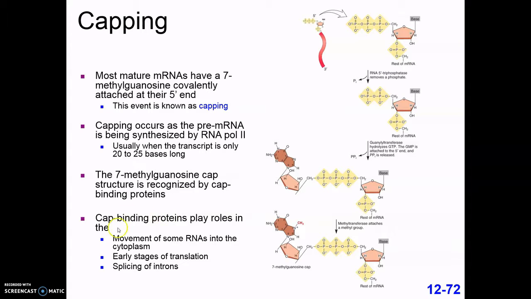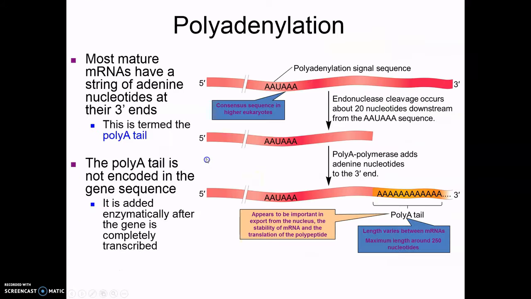This cap is involved in the movement of some RNAs into the cytoplasm and helps act as a marker during translation. So this is one of the things that is recognized during the assembly of ribosomes. And then ultimately it is also a precursor for the splicing step. Things that do not have this modification tend not to get spliced. All right, so this is at the 5' end. What happens at the 3' end?